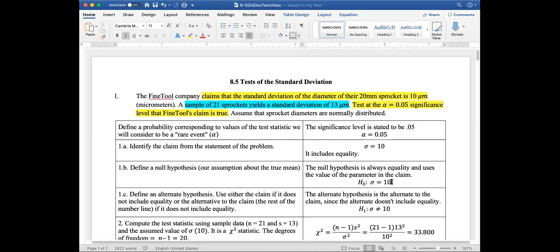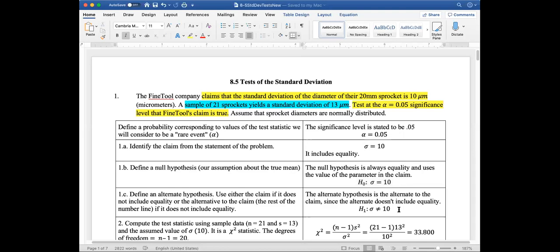The null hypothesis is always going to be equal. So the same parameter, sigma equals 10. And this is the value we would use for any assumed value. Anytime we see sigma in the test statistic, this is the number we're going to be using.